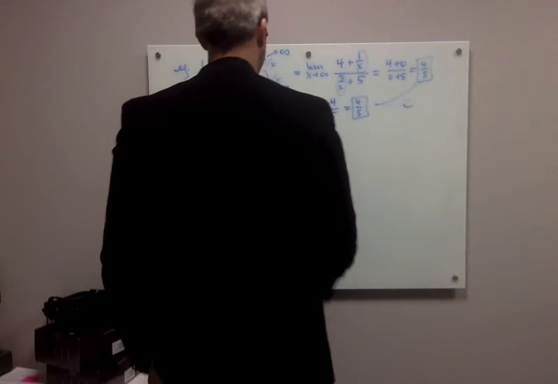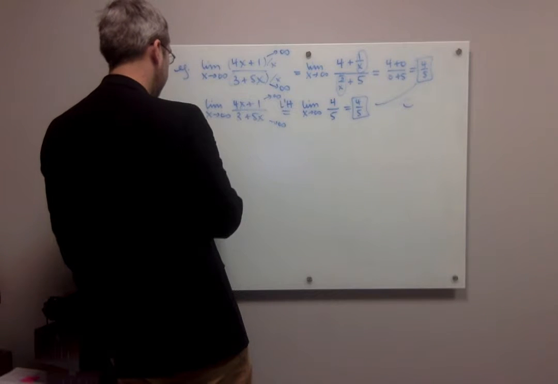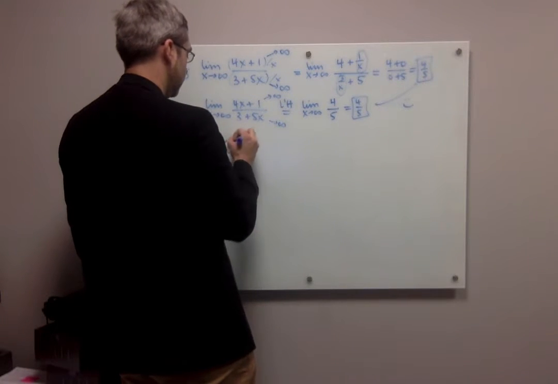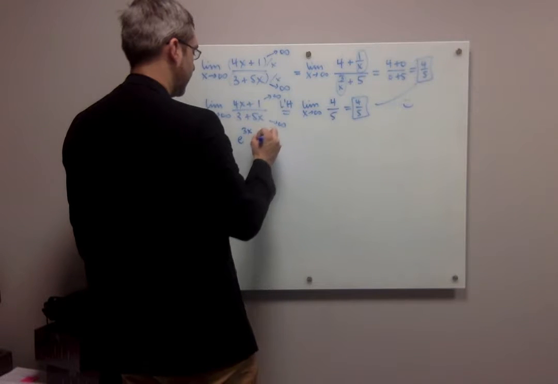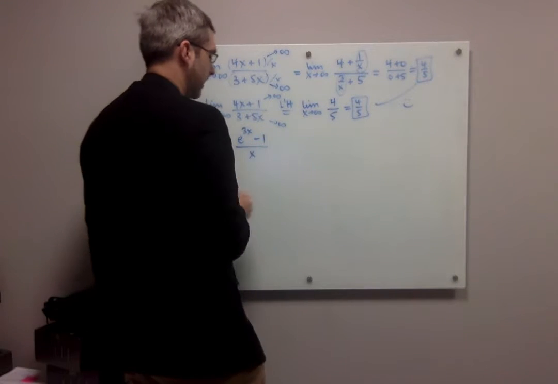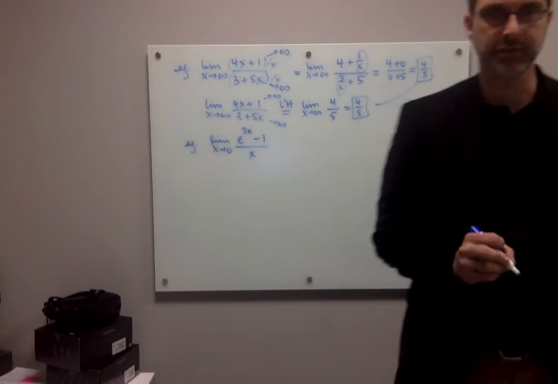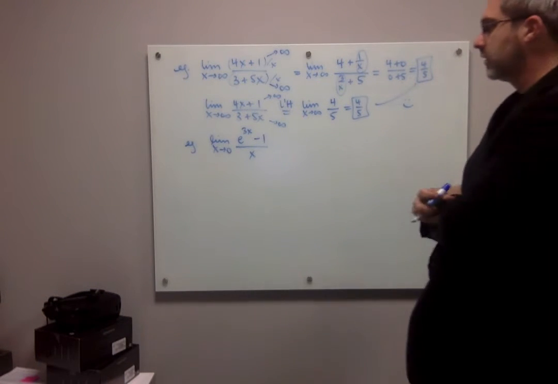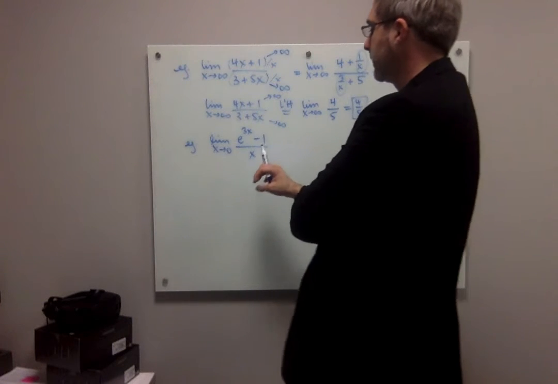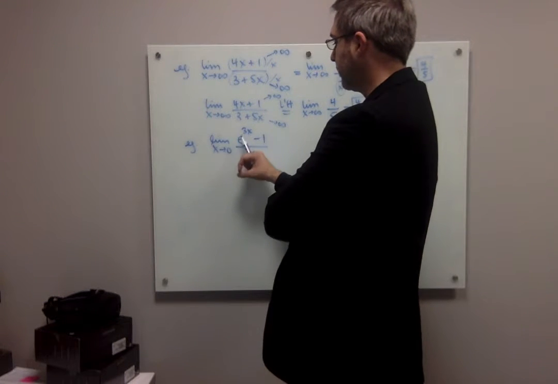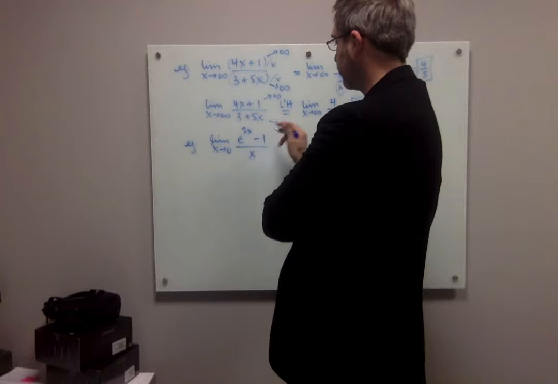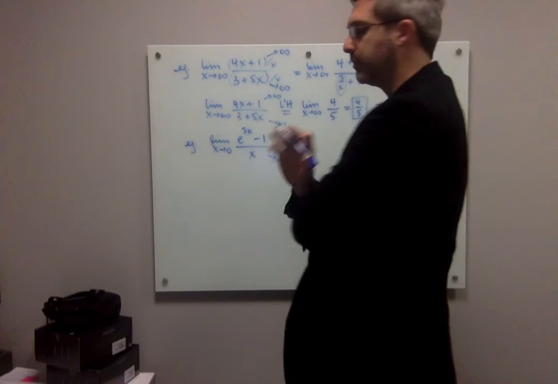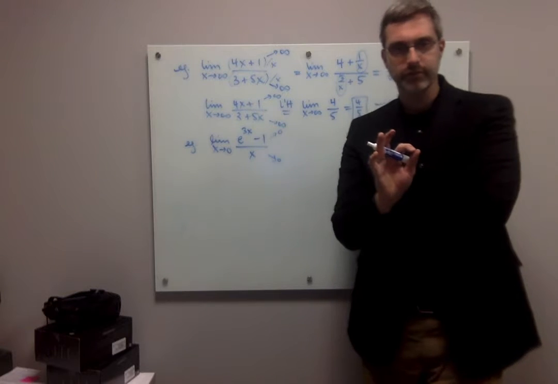Now let's look at an example of a problem that we couldn't do previously. So e to the 3x minus 1 over x. There actually is a way that we could have done this previously, but I'm not going to get into that. It's very complicated. Notice that when x goes to 0, e to the 0 is 1, 1 minus 1 is 0, and the bottom goes to 0. This is the perfect setup for L'Hopital's rule.